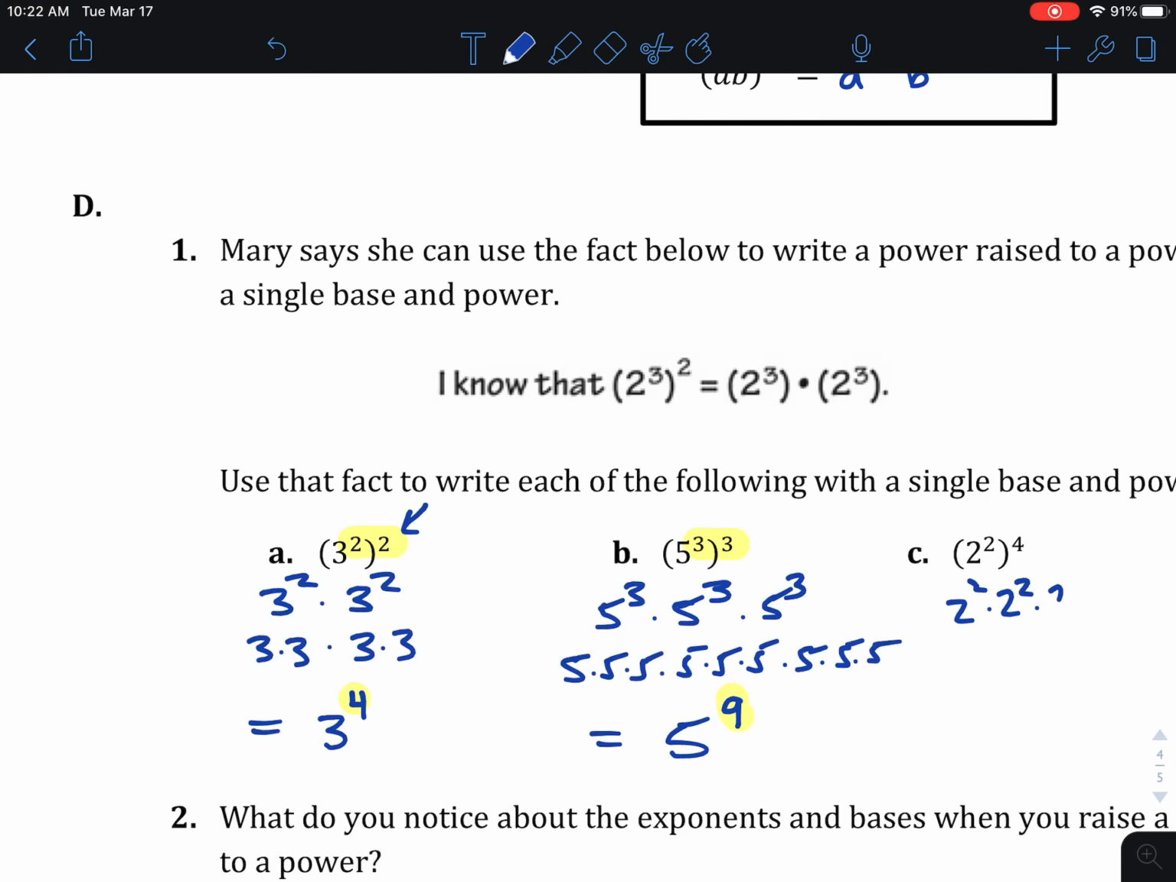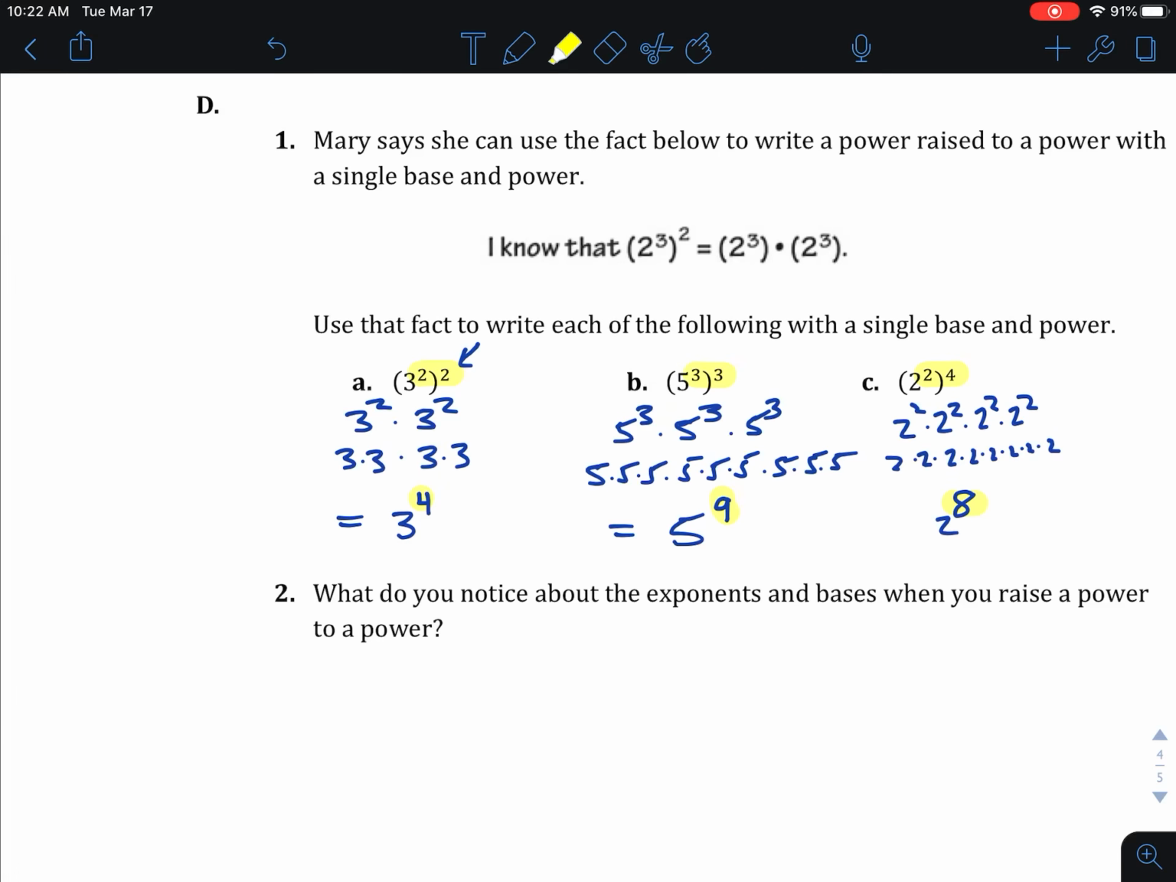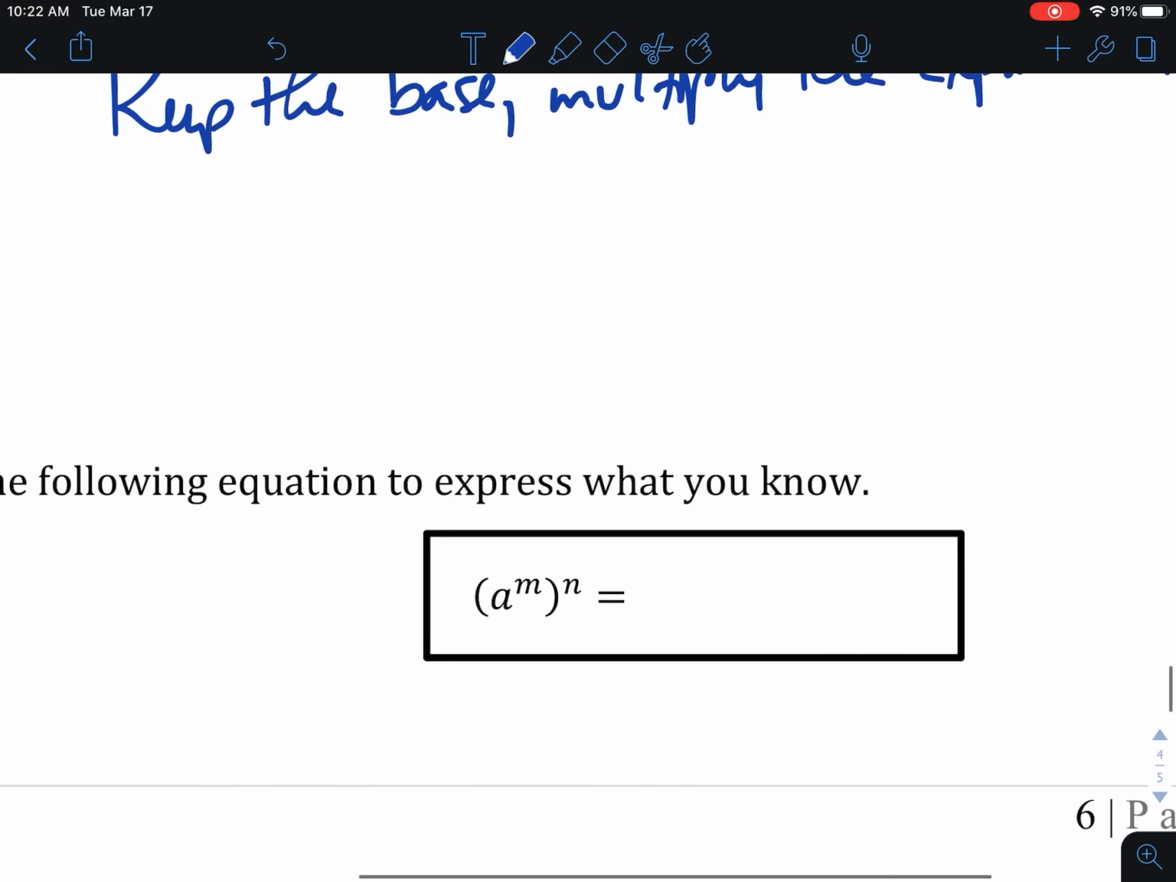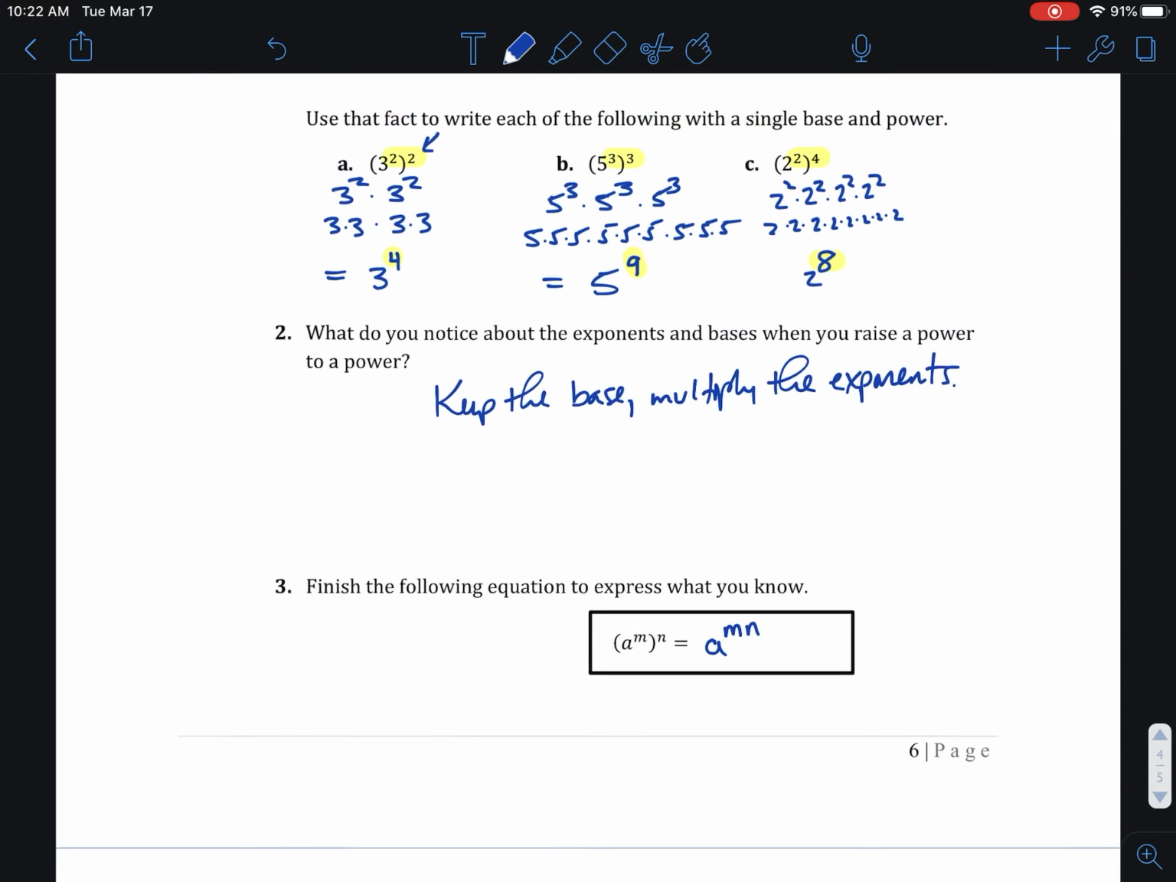And then 2 squared to the 4th would be 2 times 2 times 2 times 2 times 2 times 2 times 2 times 2, which is 2 to the 8th. So our shortcut here, hopefully you see it by now, is that when we have a power to a power, we multiply the exponent. So we keep the base and multiply the exponents. So for this one, it would be a to the mn, where m and n are being multiplied there.